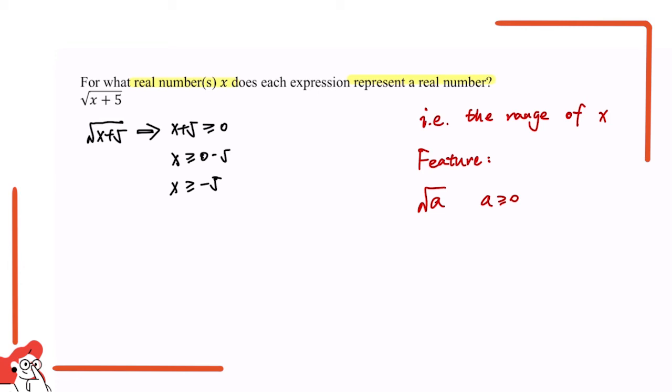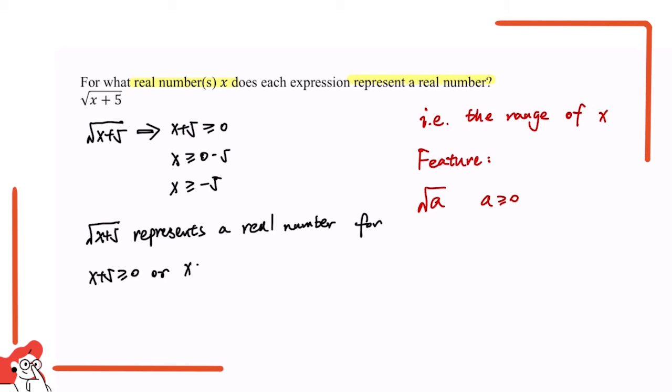So our answer to this will be: the square root of x plus 5 represents a real number for x plus 5 greater or equal to 0, or x is greater or equal to -5.